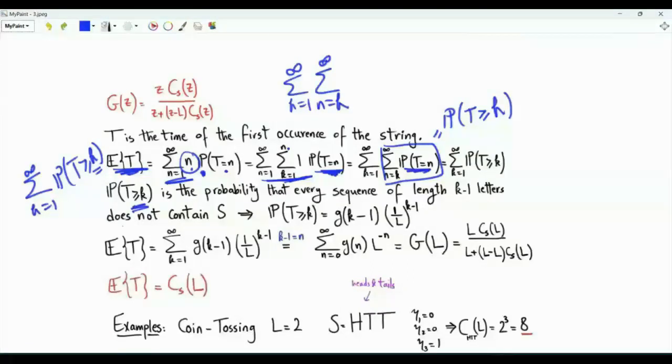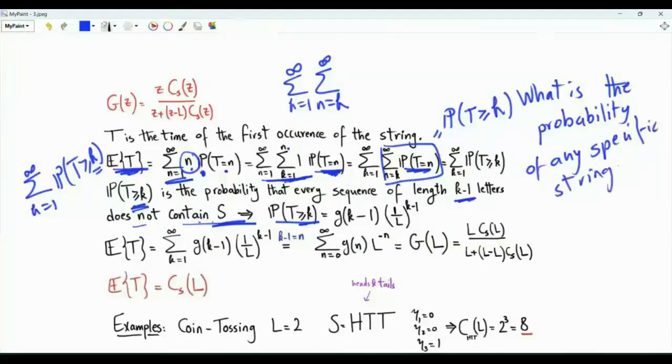What is this event? The first occurrence takes place in strings of length k or more. This event is equivalent to saying that every sequence of length k minus 1 letters does not contain s. What is the probability of this event? What is the probability of any specific string of length k minus 1?